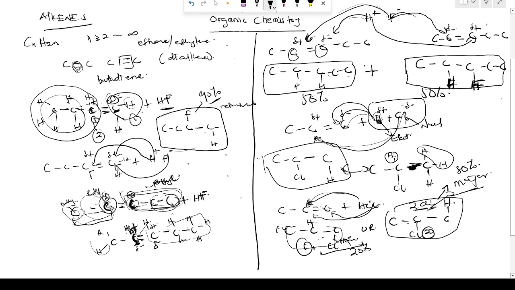And then in a case where one was highly substituted than the other, then the Markovnikov's one becomes like 80% or 90%, while the anti-Markovnikov becomes 20%. So that will be all for now.